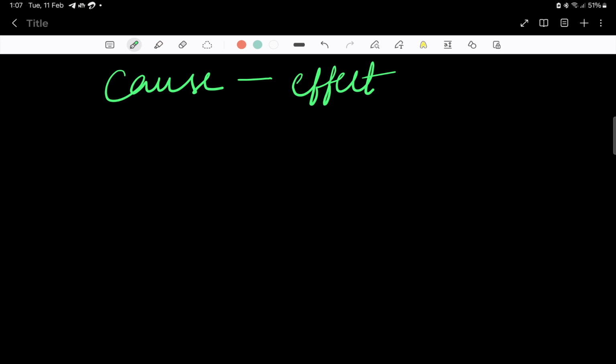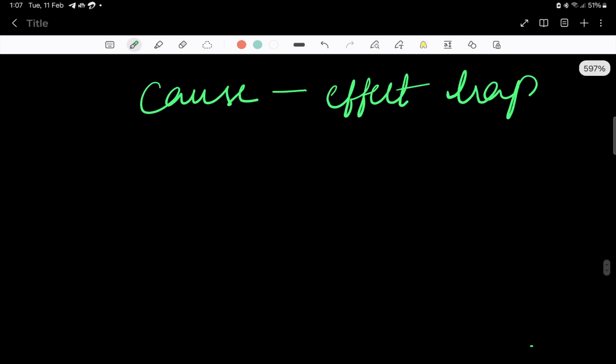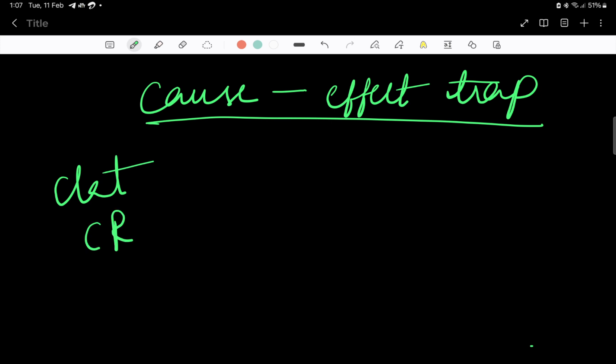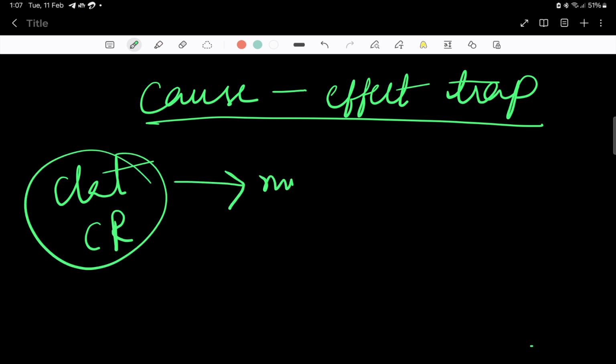So the next technique is the cause and effect elimination technique. We can write it as the causation trap technique. Why is this cause and effect trap a deadly mistake in CLAT? It is one of the most common logical errors in CLAT: mistaking correlation for causation, or misidentifying the cause and effect relationship.